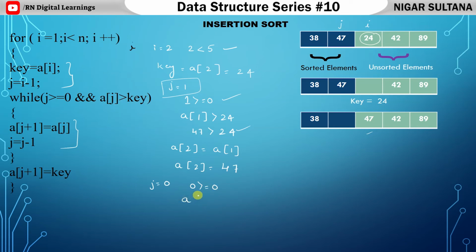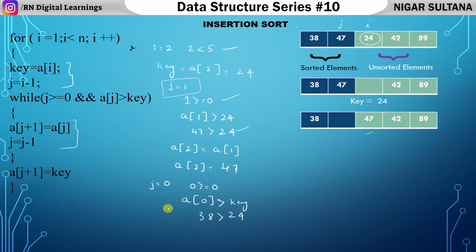A of J. J is my 0. A of 0 is greater than key? What is A of 0? A of 0 is 38. Is 38 greater than 24? This is true. If this is true, I must execute these statements.